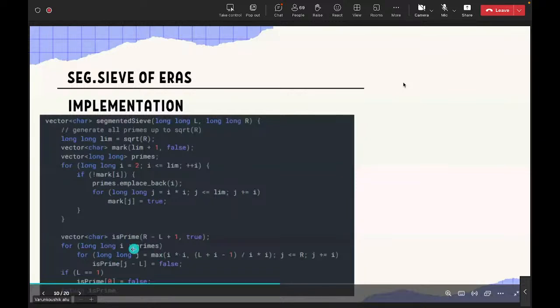Here, what we'll do is j equal to max of i star i, comma (l plus i minus one) by i star i. Can anyone say why this second term has come? L plus i minus one by i star i. Can anyone say in the chat?